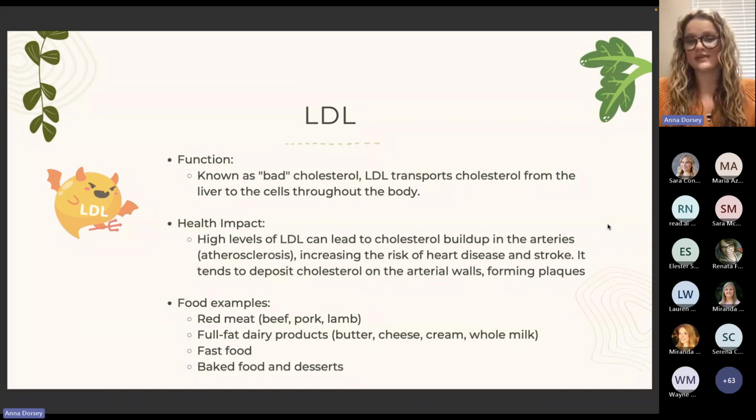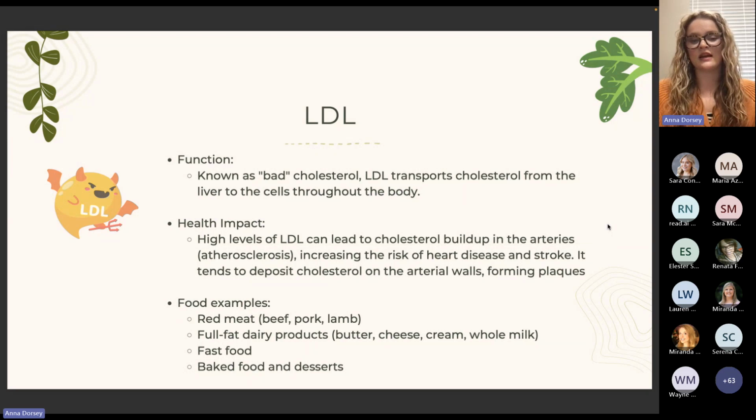And then there's LDL cholesterol. That again is known as your bad cholesterol. LDL also transports cholesterol, except it doesn't transport it to be reused. It transports it from the liver to go to the cells throughout the body. And so that is supporting the buildup of cholesterol in these arteries. It's ultimately supporting plaque formation and atherosclerosis and increasing your risk of heart disease and stroke. It's going to deposit that cholesterol in the arterial walls and form plaque.